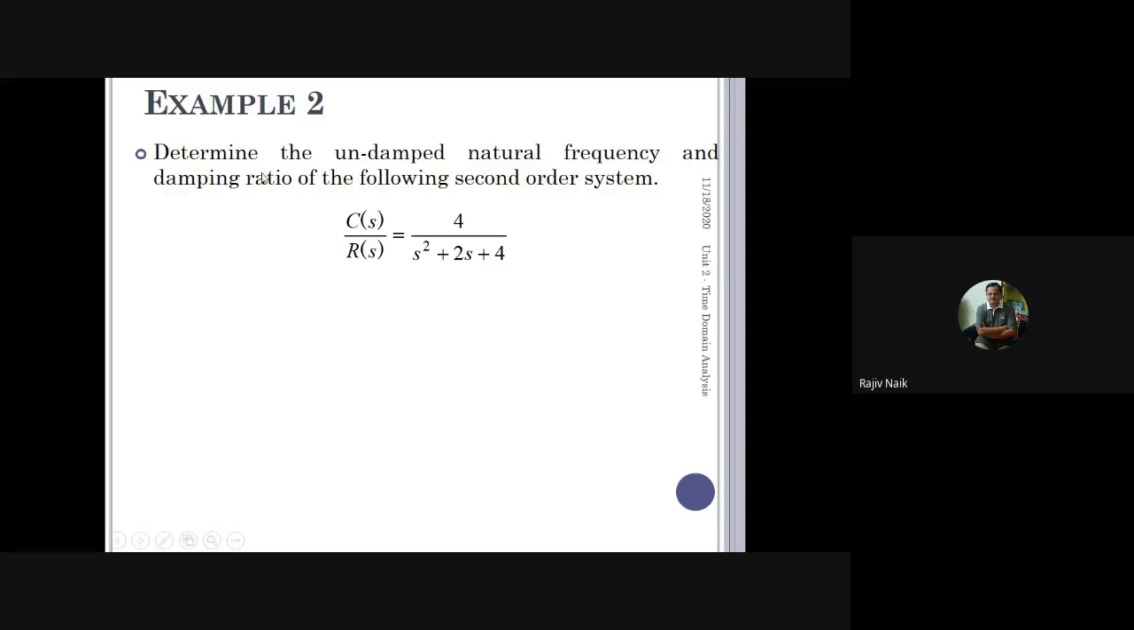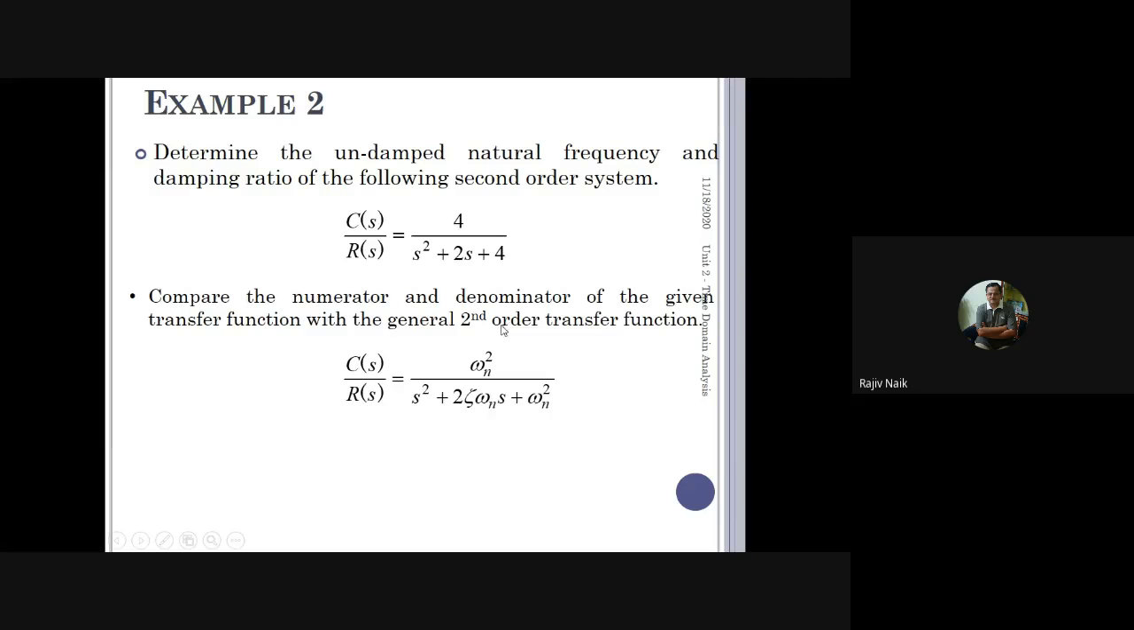Now here the example is there. Determine the undamped natural frequency and damping ratio of the following second order system. This is our second order system given to you: 4 divided by s square plus 2s plus 4. You try to compare that with your standard second order system. This is our standard second order system: omega n square divided by s square plus 2 zeta omega n into s plus omega n square. Now, compare the two.